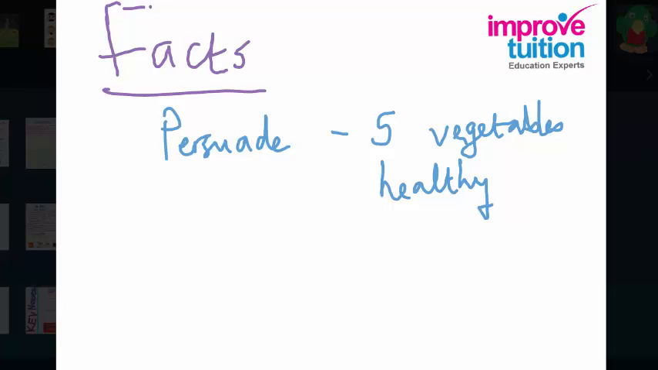Studies have also shown that protein eaten at lunchtime has the effect of boosting brain power for the rest of the day. So instead of saying it's a definite, they say studies have also shown. So you're going to get a mark for that. You're going to get a mark for studies have also shown.